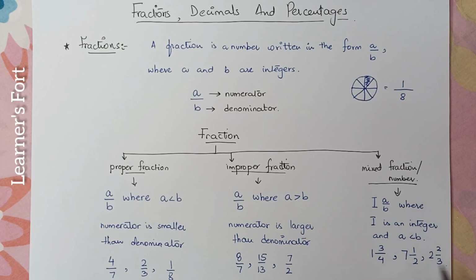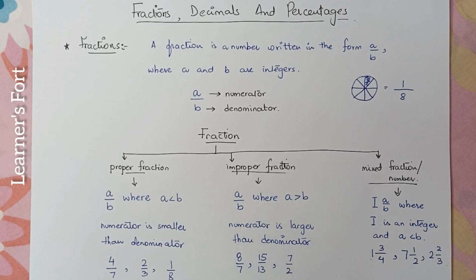Let's suppose 1 whole 3 upon 4, it is a mixed number, or a mixed fraction, where a whole number and a fraction are written together. 7 and 1 upon 2 is also known as 7 and a half. So 7 whole, 1 upon 2. Here, 2 whole, 2 upon 3. So it is a mixed fraction or a mixed number where we have a whole number and a fraction together.